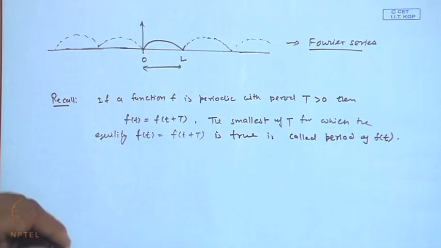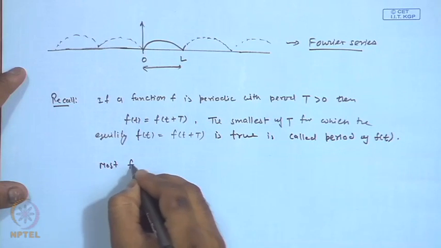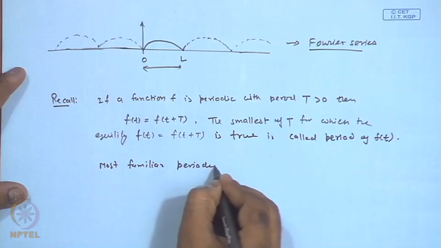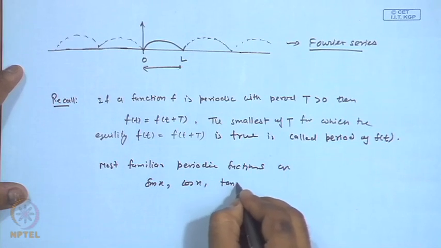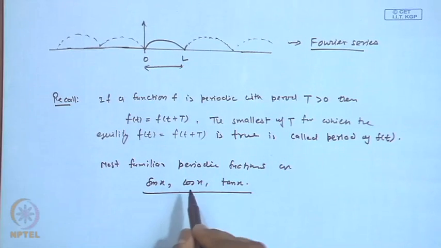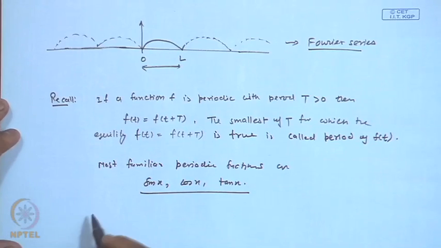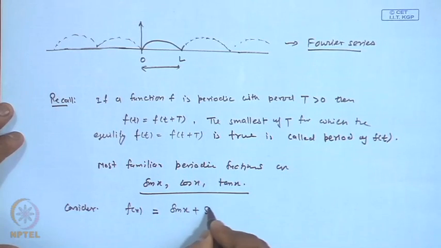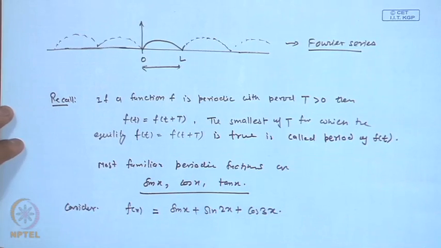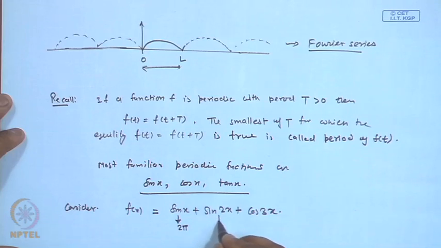The most familiar periodic functions, as we know already, are sin x, cos x, tan x, and so on. One property of these periodic functions is that the sum, difference, product, or quotient of two periodic functions is again a periodic function. Consider for example a function f(x) as sin x plus sin 2x plus cos 3x. The period of sin x is 2 pi. The period of sin 2x is 2 pi divided by 2, and the period of cos 3x is 2 pi divided by the frequency 3, so 2 pi by 3.